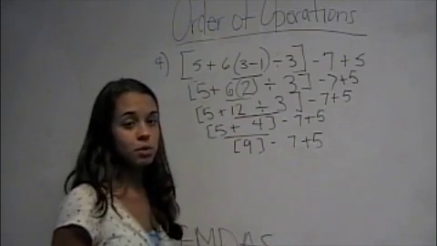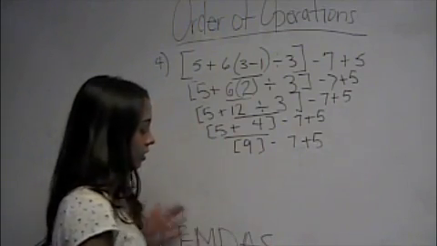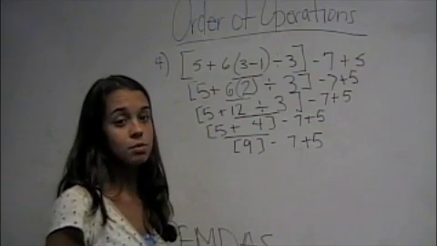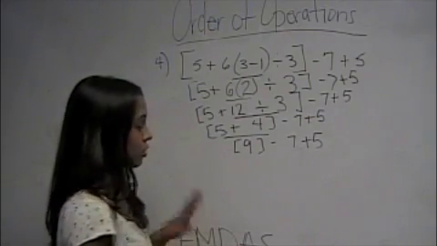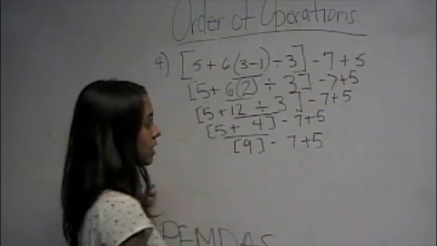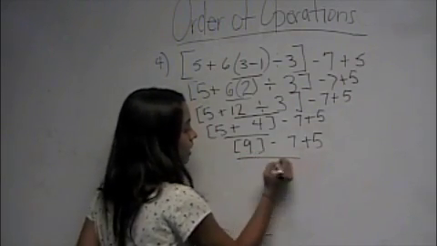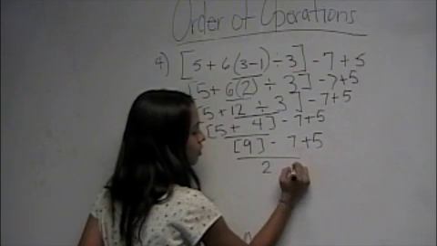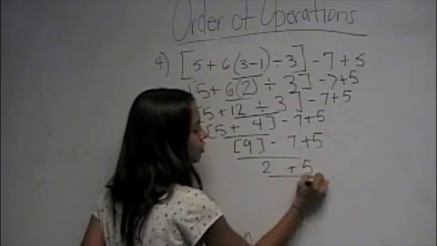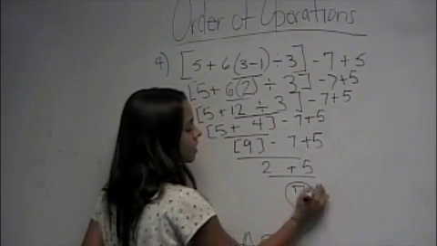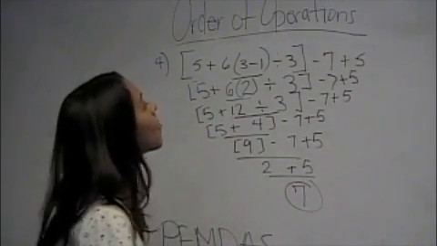Now we don't have any multiplication or division. We don't have, well, first would be exponents. We don't have any exponents. We don't have any multiplication or division, so we're just going to do addition and subtraction as we come to it. 9 minus 7 is 2. Bring down our plus 5. 2 plus 5 is 7. And that's our final answer.